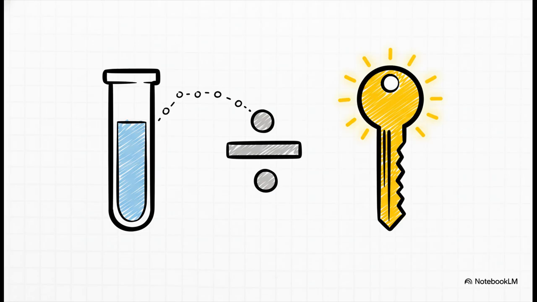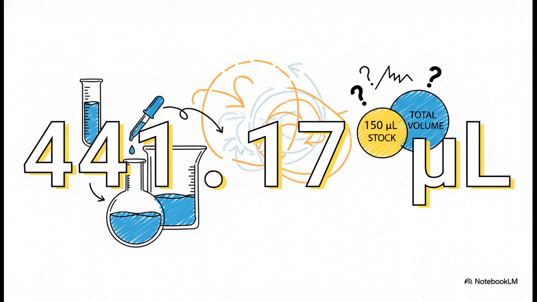Now, on to step 2. We take the volume we started with, that 150 microliters, and we divide it by the dilution factor we just found, 0.34. See how this works? The dilution factor is what links our concentrations to our volumes. The math gives us 441.17 microliters. Now, this number represents the total final volume. That means our original 150 microliters of stock solution is inside this final volume.